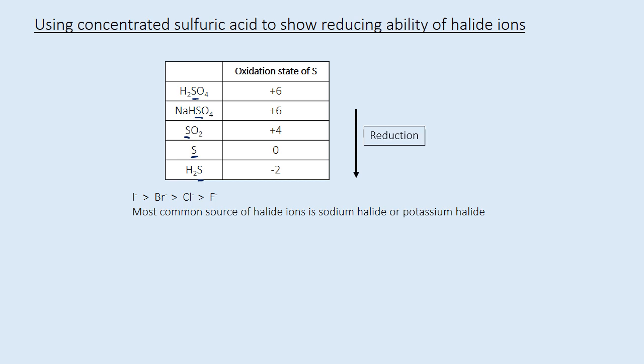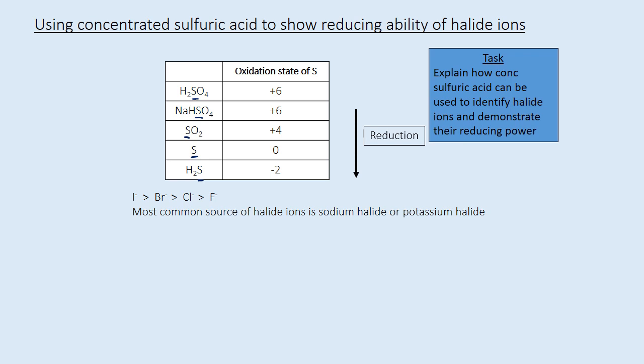And the most common source we've said is the sodium or potassium halides. And we can see that the iodide is going to be the best reducing agent, fluoride being the weakest. So this is what we see. So we're going to use concentrated sulfuric acid, hence H2SO4. So we're going to use sulfuric acid that has sulfur of the oxidation state of +6, and we're going to measure how much can it reduce it, okay? So the best reducing agent will reduce it all the way to -2, and the weakest reducing agents maybe don't reduce it at all. So let's start off.